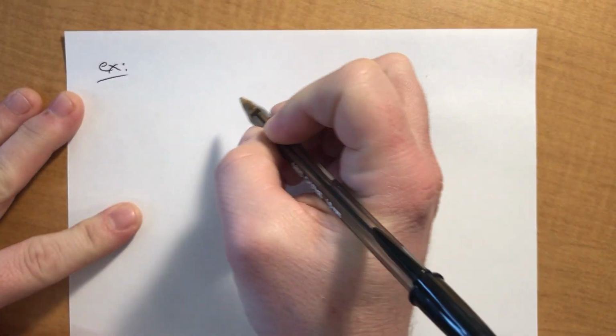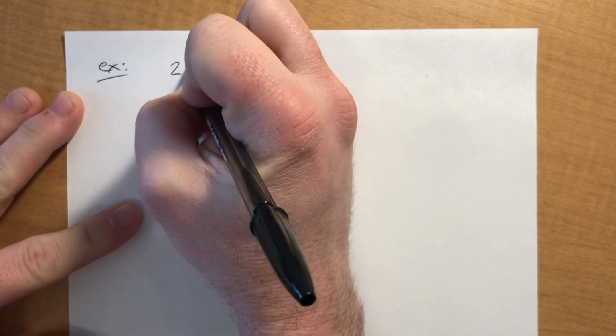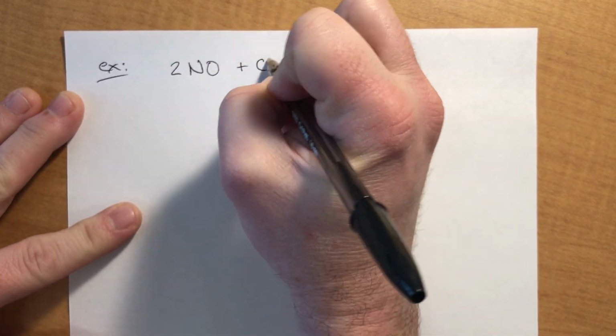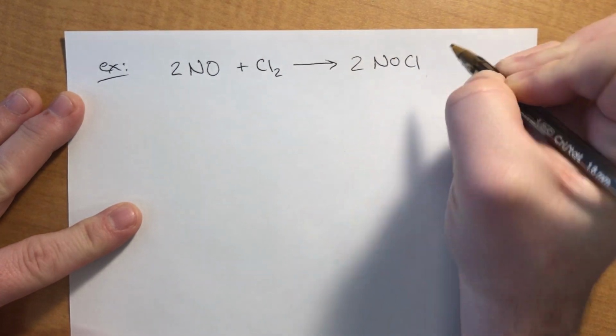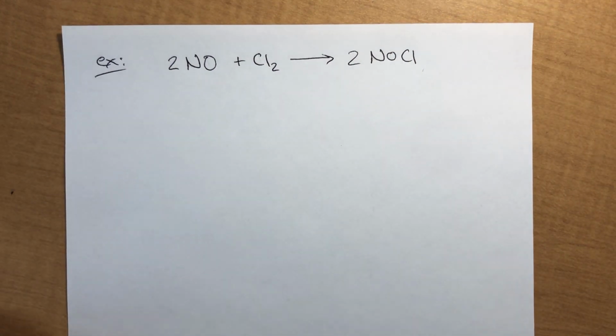So let's just look at a random example. This is one I stole out of a textbook. So let's say we have this reaction. 2 moles of NO plus Cl2 forms 2 moles of NOCl. Okay, doesn't even matter what this reaction is, has no bearing on this whatsoever.